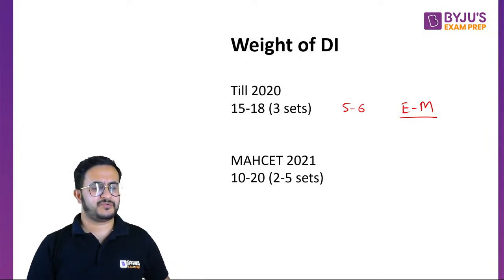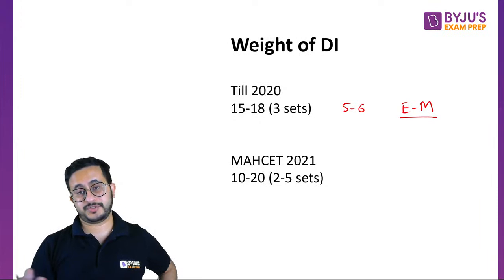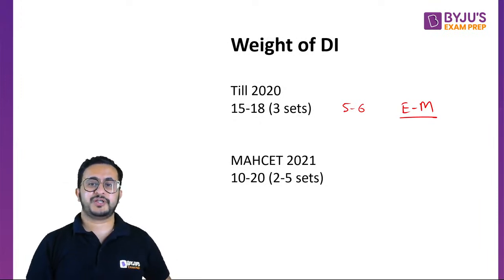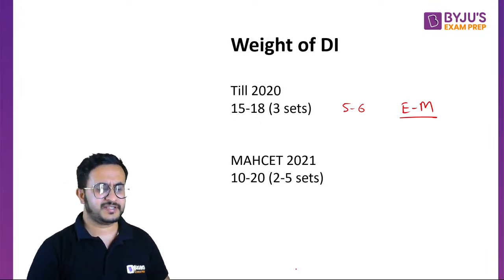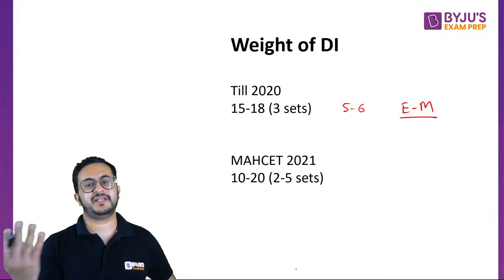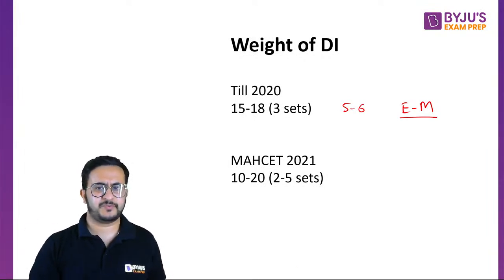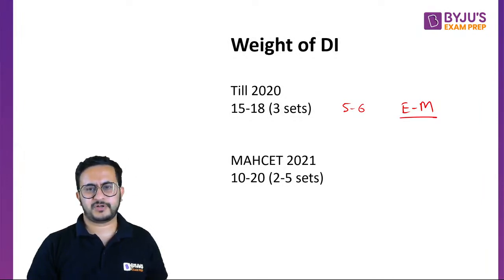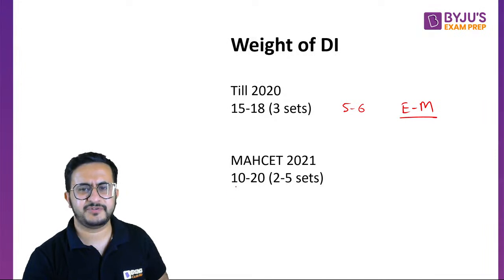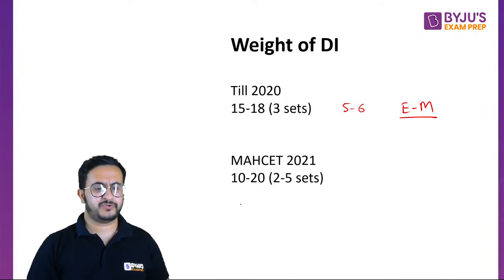Last year the examination was a different thing, right? There were 6 slots, with very much inconsistency across the slots. I don't know how they did the normalization. There were 2 to 5 sets. There were some slots wherein there were just 2 sets. Sometimes in some of the slots there were even 5 sets. So the number of questions in DI was around 10 to 20 out of 200.